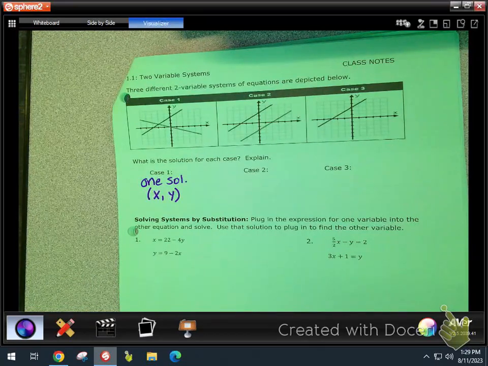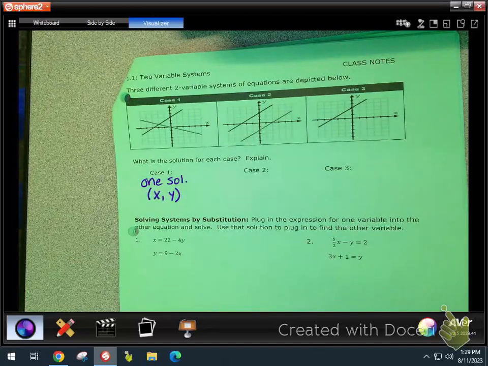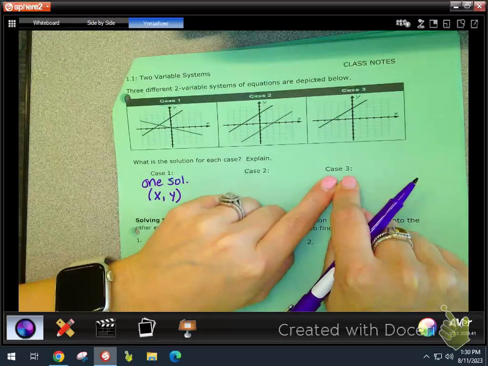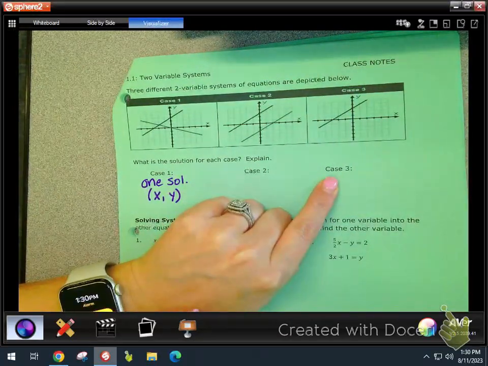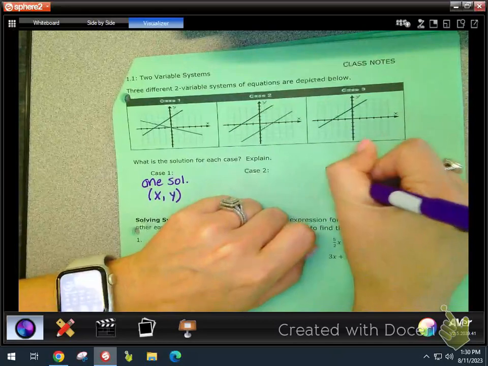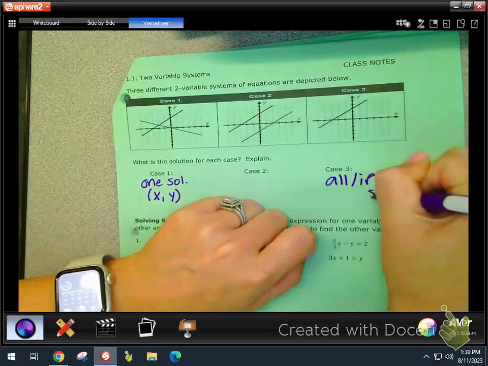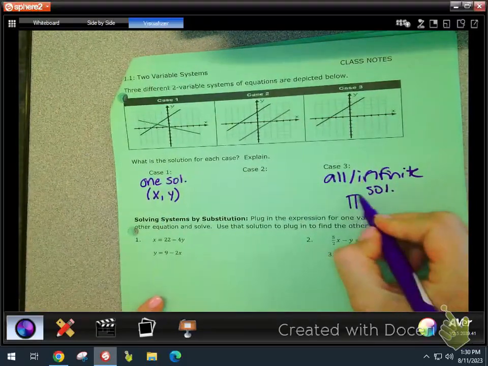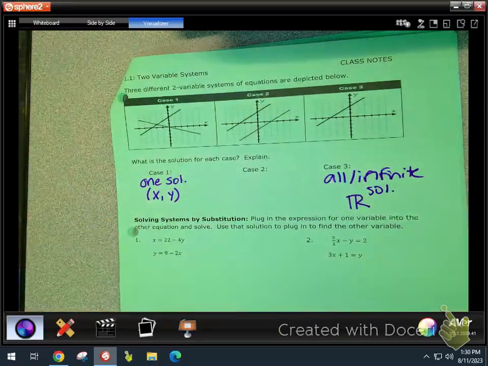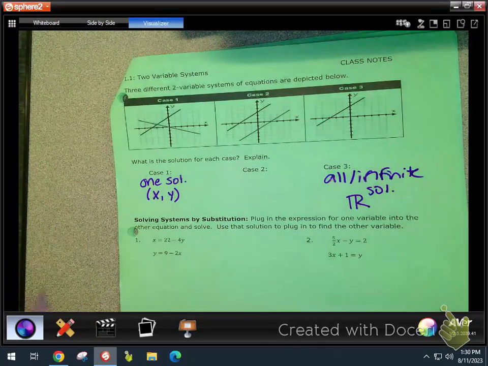Okay. However, there kind of are those special cases, just like on the solving that we did last class. And we looked at that one where our x's zeroed out, and we were left with 3 equals 3. And I was saying true or false. And y'all said, oh, that's true. So we had all or infinite solutions. That is case 3, which is basically the all or infinite solutions. If you do the all real number symbol, that's fine too. I kind of prefer infinite solutions or all solutions for this.